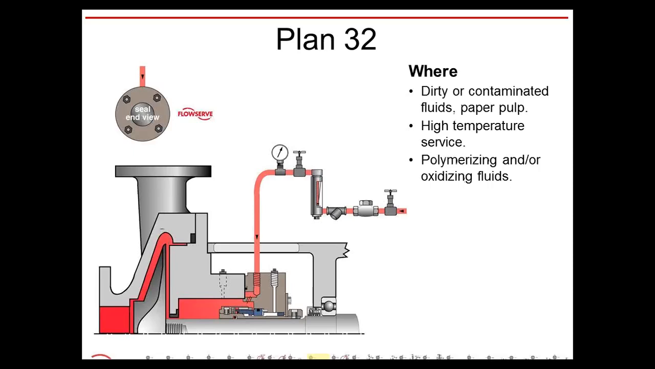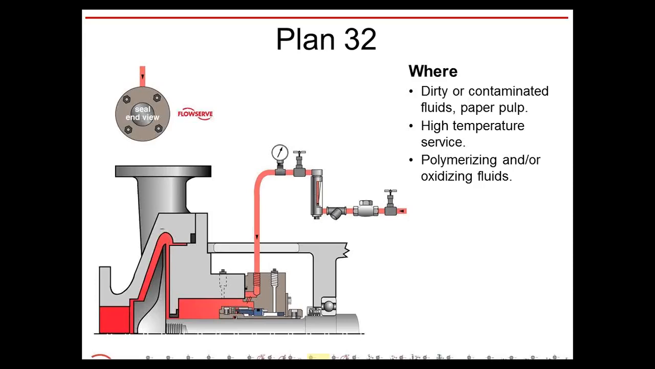Plan 32s are used a lot, just like it says here, for dirty or contaminated fluids. Pulp and paper industry a lot. High temperature services. Again, if you have this available, you have a coolant fluid that's compatible with whatever you're pumping, it is a nice system to apply. And again, in situations where you have polymerizing or oxidizing fluids, this is where you use the Plan 32.